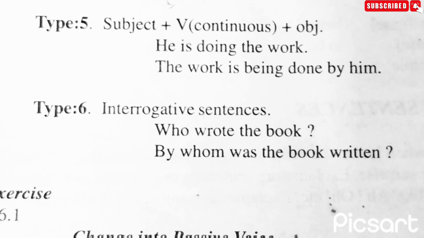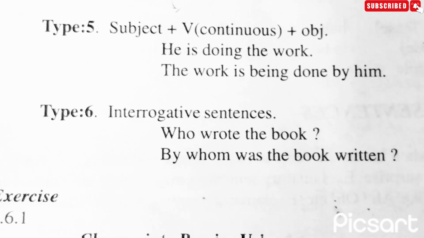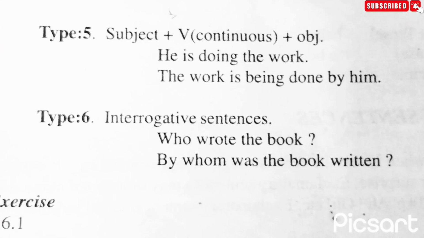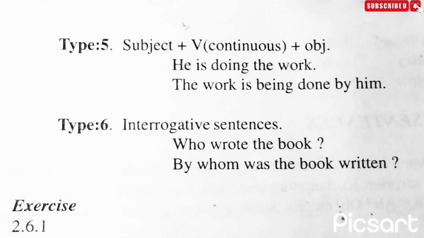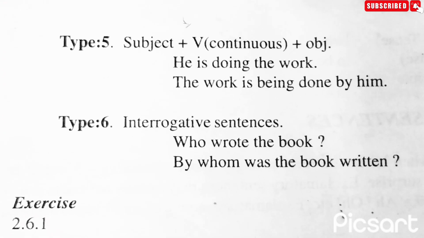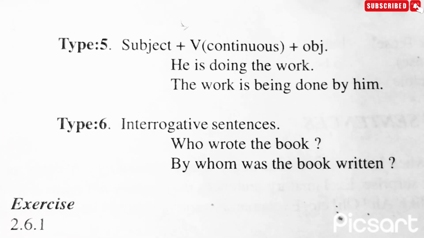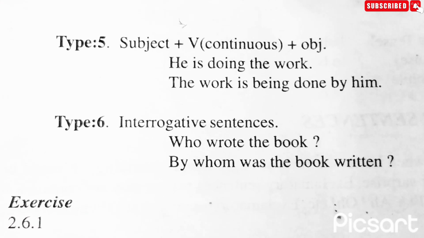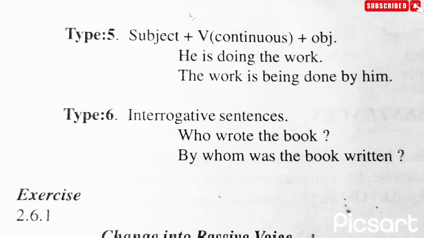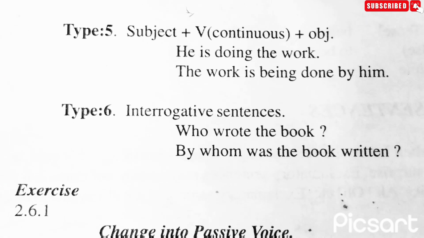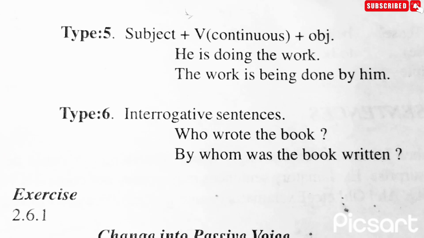We go to type 5. Here subject plus verb, but the verb is in continuous form, plus object. For example, he is doing the work. Especially in competitive exams, the example is taken from continuous form. He is doing the work. He is a subject. Is is a helping verb. Doing is a main verb. The work is an object.